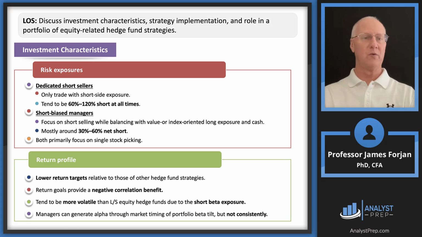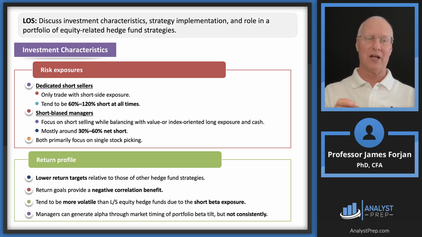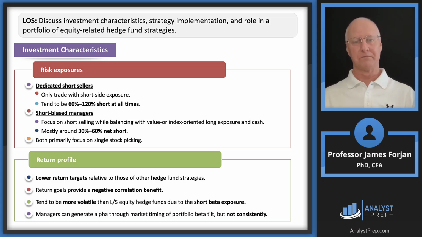All right, here we go. Some more things for you to write on your index card. Investment characteristics. 60 to 120% short at all times. Primarily focused on single stock picking. So what does that mean about short biased managers? They probably have lots and lots of unsystematic risk inside of their portfolio. Lower return targets as opposed to other hedge fund strategies. Negative correlation benefit, we talked about that before. More volatile, short beta exposure.